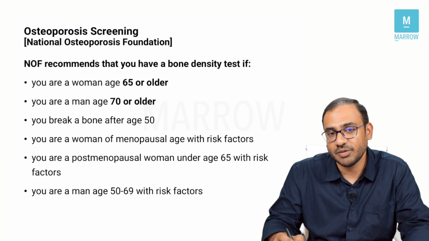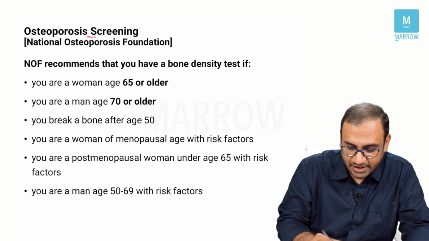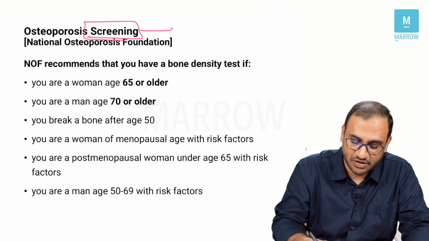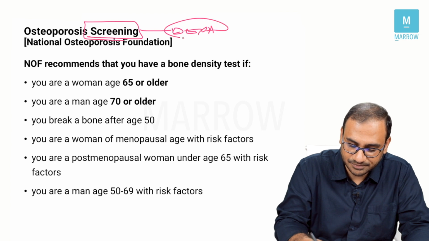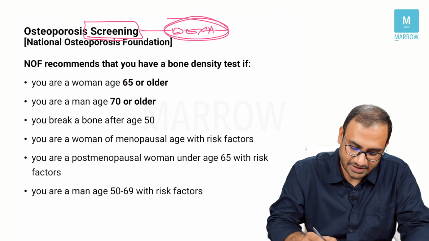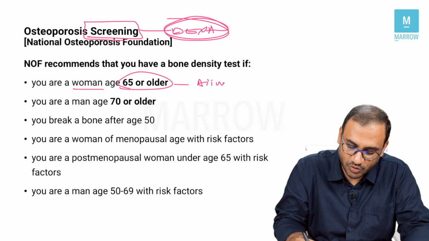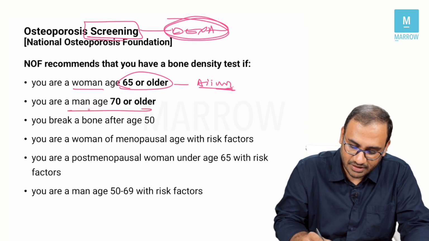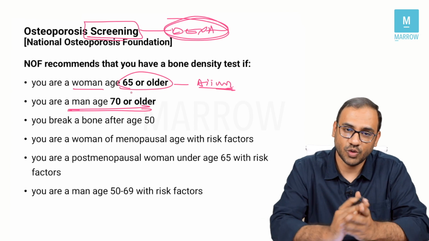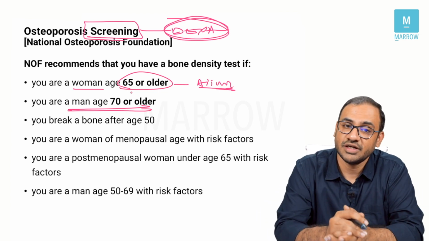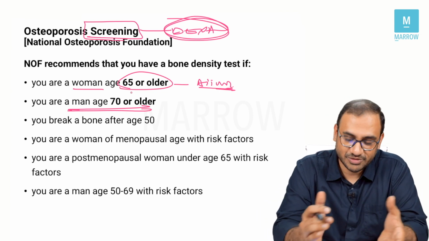And the last thing I want you to remember is, when do you perform screening for osteoporosis? With the help of DEXA scan. When a woman is 65 or older, again this was a previous AIIMS question, and if a man is 70 or older. And if you want to memorize all these other indications of screening, please be my guest.